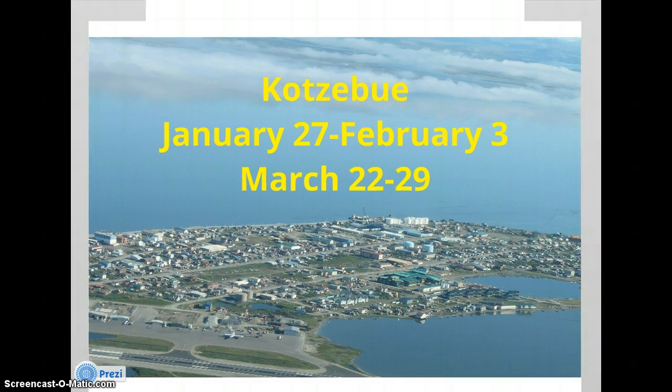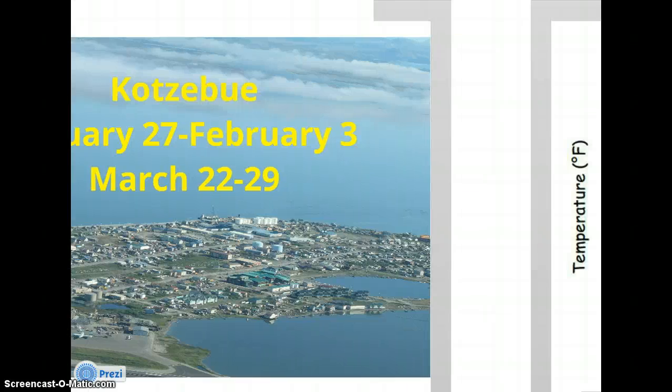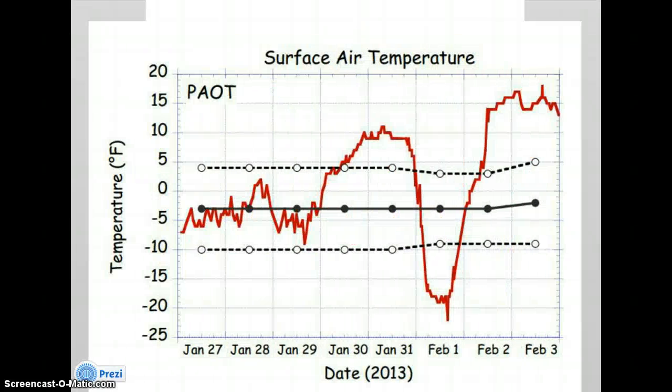The Unit 15 concerns the weather of Kotzebue from January 27th to February 3rd and March 22nd to the 29th. So the surface temperature between January 27th to February 3rd in Kotzebue is shown here. And we can see from January 27th to the 29th, the weather is fairly consistent, fairly constant, has an increase, and then on February 1st has a dramatic decrease in temperature, and then goes back up for the second and third.